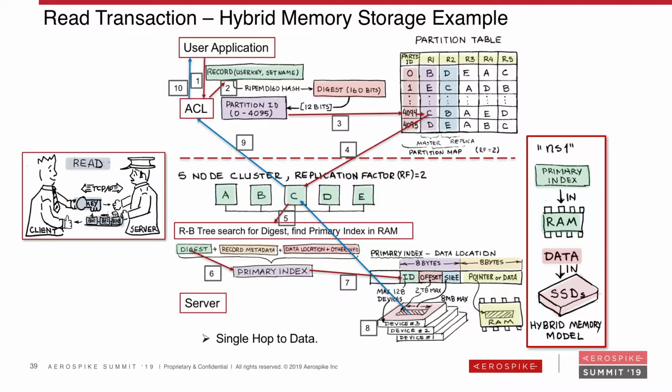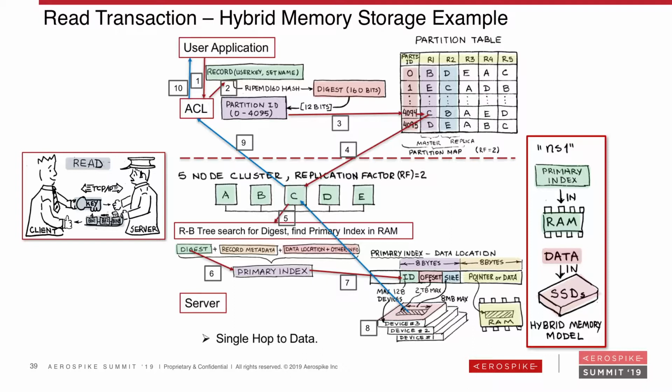Okay? So you have your user application, gives the user key and set name to the client library. The library will do the hash, figure out the digest, figure out the 12 bits, knows the partition. It has the partition table that it has built by tending to all the nodes. So it knows which node is the master. And it has open direct connections to each of these nodes. So it goes to C directly, right?